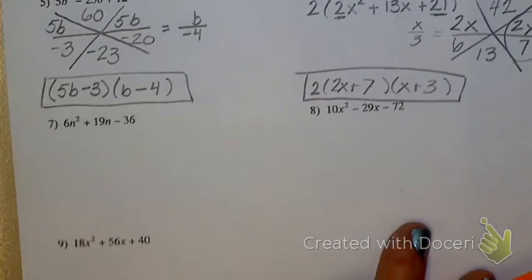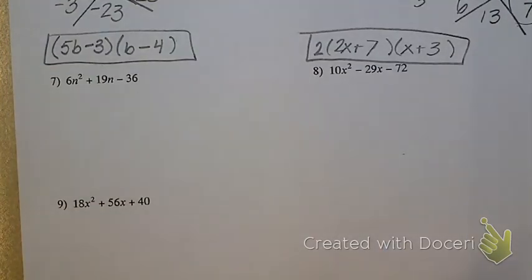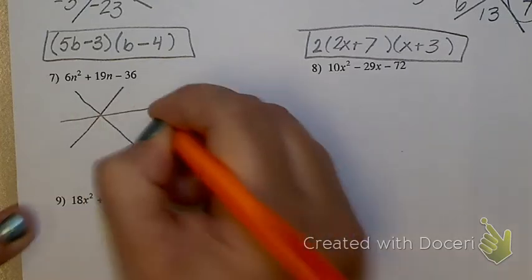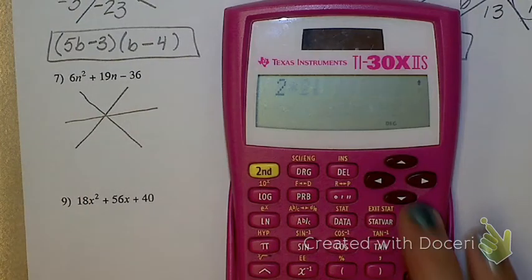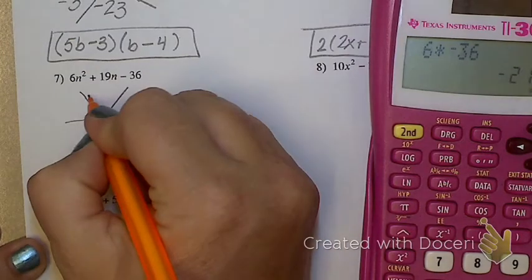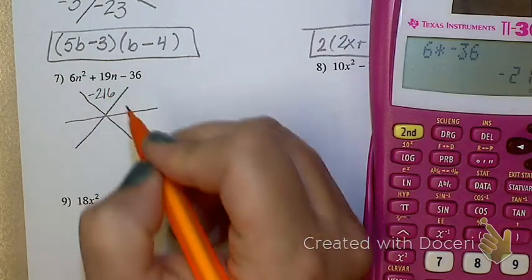All right, let's look at number 7. Do they have anything in common? 6, 19, and 36. I'm thinking not because 19 is prime, right? So unless they had 19 in common, there's nothing I can do. So this one is going to have some larger numbers, and I'm going to show you how to kind of guess and check with those if we can. So what's going to go on the top? 6 times negative 36, negative 216.